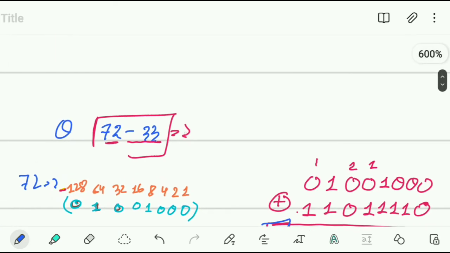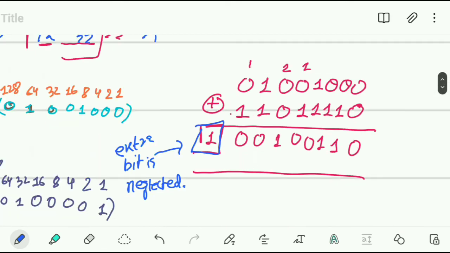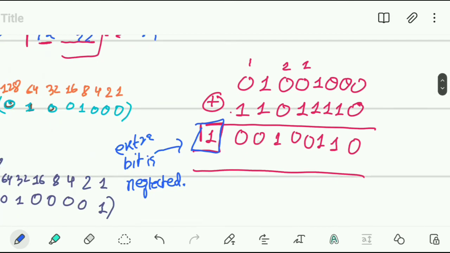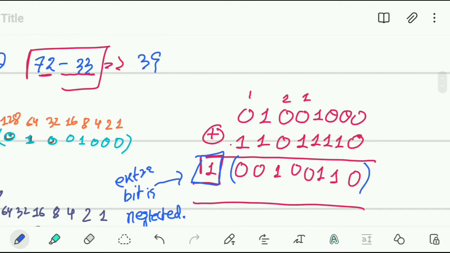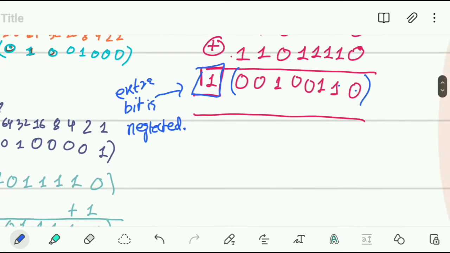So if I do it mathematically, okay, 42 41 40 39. So the binary representation of this is the binary representation of 39. If I confirm it, then 1, 2, 4, 8, 16, 32, plus 32.